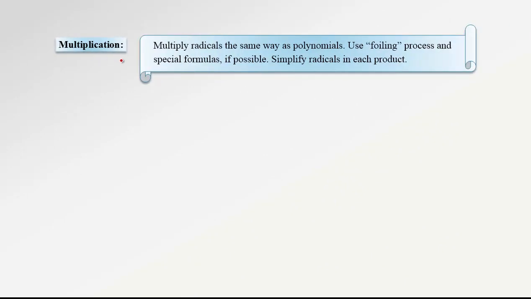Now let's see how do we multiply radicals. We multiply radicals the same way as polynomials. We use foiling process and special formulas if possible. After any multiplication, we simplify radicals in each product. Obviously, if we talk about multiplication, we have in mind division as well, because as we remember, any division can be converted into multiplication by the reciprocal of the divisor.